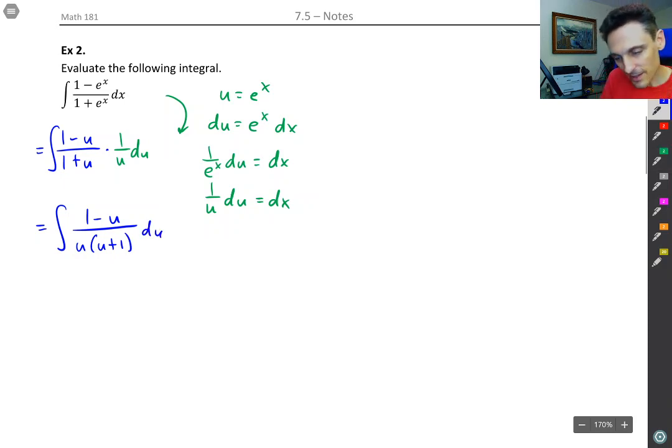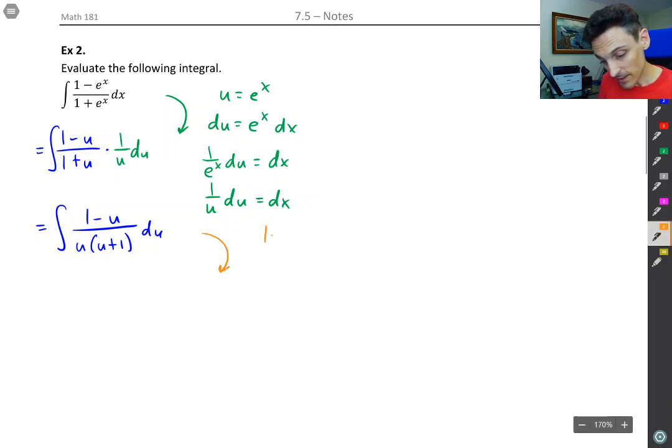Now off to the side, when we look at this, we see a polynomial on top, we see a polynomial on the bottom, and immediately you should start thinking about 7.4, the partial fraction method. In fact, the bottom is nicely factored for us already. That's why I didn't distribute the u in. We like to have the bottom factored.